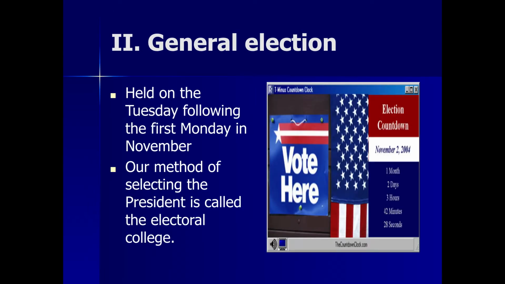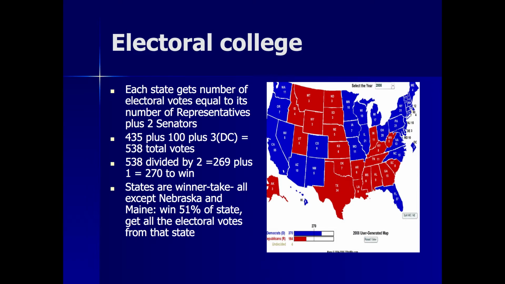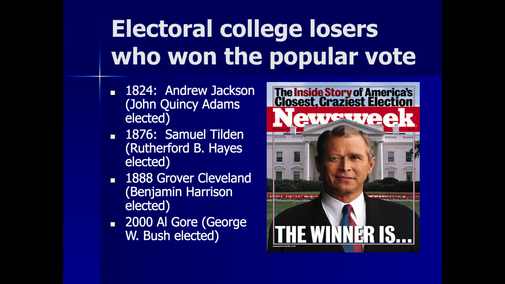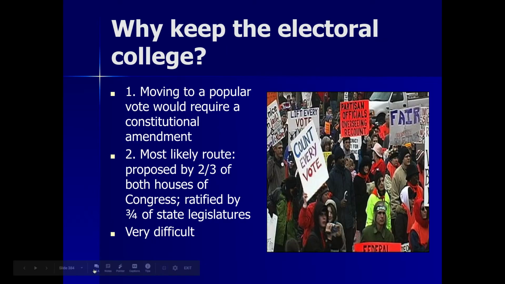Okay, so the general election is that Tuesday following the first Monday in November. Our method's called the Electoral College, so there's the math of it. 435 representatives plus the 100 senators plus 3 electoral votes for Washington, D.C. equals 538. You divide that by 2 equals 269. A majority of that's 270, so you need 270 electoral votes to win. States are winner take all with the exception of 2. All right, so 5 times now in our history. Got to change that. Good gracious.